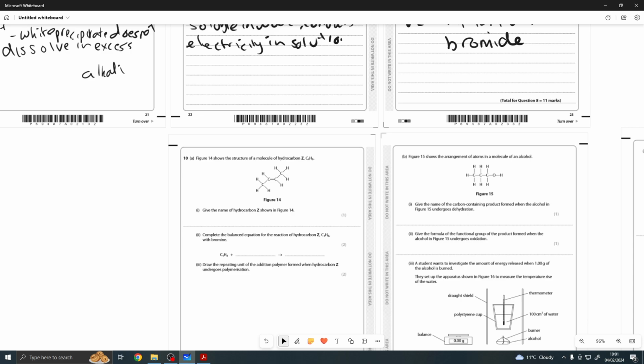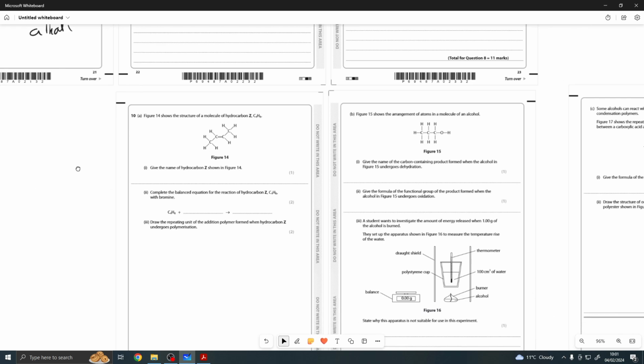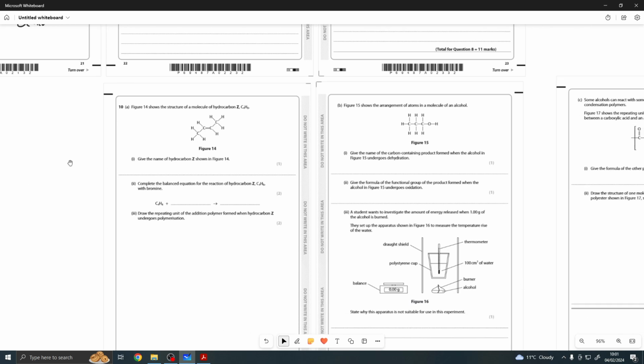We have question 10. Look, it's a molecule. Give the name of the hydrocarbon shown in figure 14. Meth, eth, prop, but. So it's butene. But can we have a different butene? Can there be more than one butene? Basically, do we have an isomer? Yes, that double bond could go here. It could instead be there. So what we've therefore got is butene.